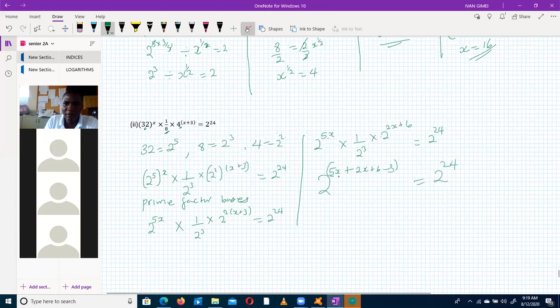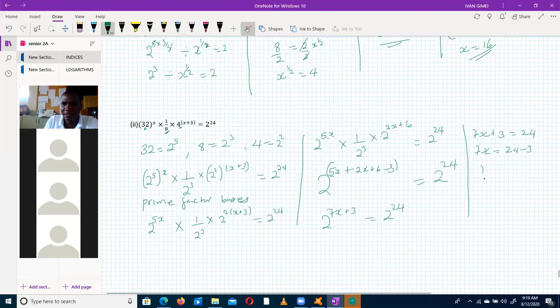So here we shall have 5x plus 2x, 7x. 2 to the power 7x plus 3 equals 2 to the power 24. Then here you equate the powers since the bases are the same. We shall have 7x plus 3 equals 24. Then take 3 the other side. We shall have 7x equals 24 minus 3, then we end up with 7x equals 21.